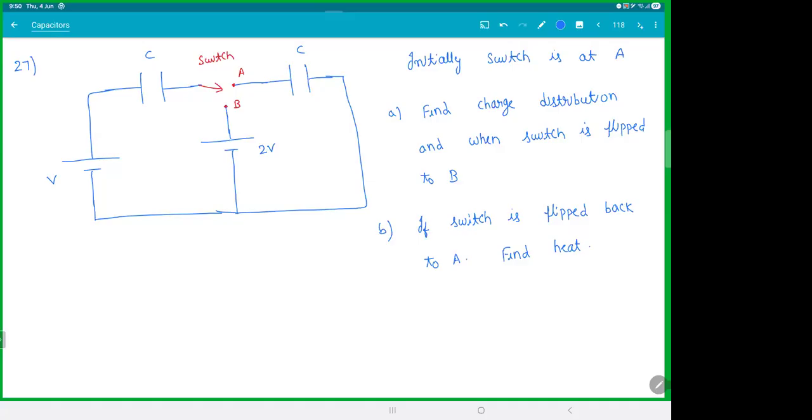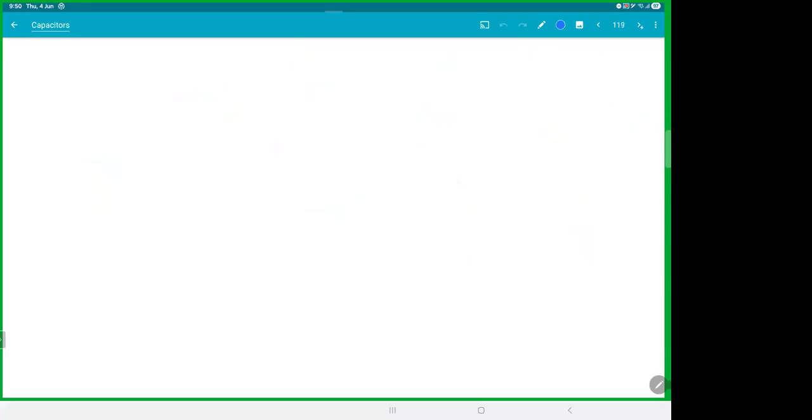Okay, let's see the first one. Now see, you just have to be careful with the circuit. You just keep drawing it. Initially the switch is connected to A, right? So this is how the circuit will look. What about this battery in the middle? It is useless. It is just hanging in air. It's not connected to anyone, so you can remove that.